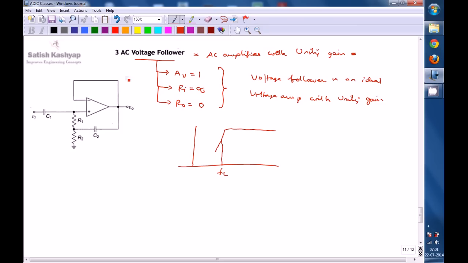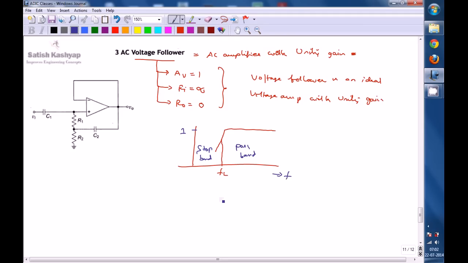So you can say there is a stop range and a pass range. This is called the stop band and this is the pass band for the AC voltage follower with gain of 1. So this is the frequency response of the AC voltage amplifier. Again it is the same as a high pass filter, but the gain provided is 1.